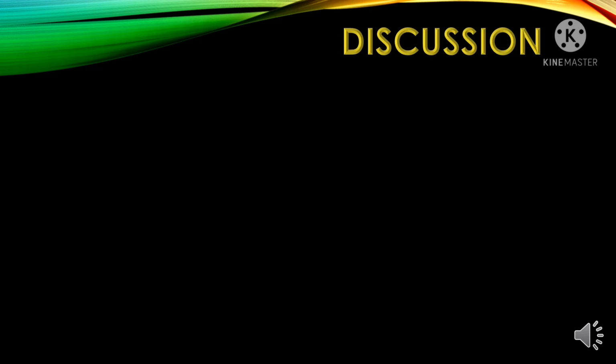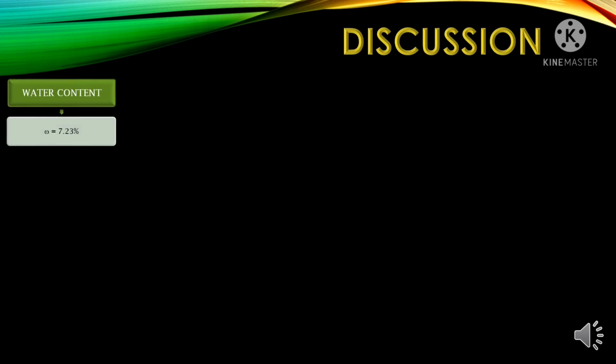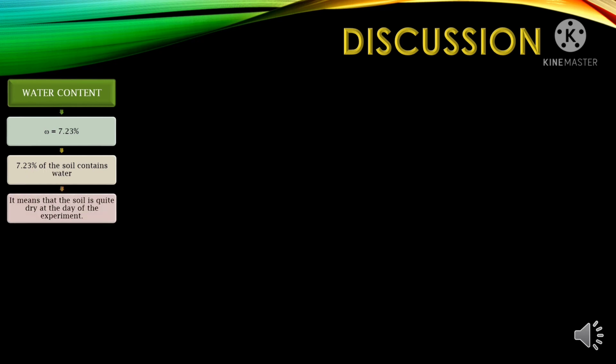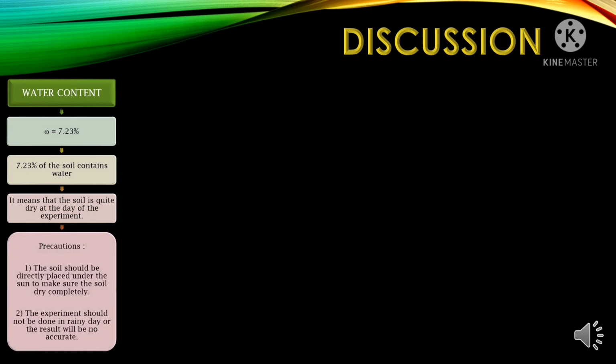So now is the discussion of all of the experiments. For the water content experiment, the water content is 7.23%, which means 7.23% of the soil contains water. It means that the soil is quite dry on the day of the experiment. As the precautions, the soil should be placed directly under the sun to make sure the soil dries completely. And then the second one, the experiment should not be done on a rainy day or the result will not be accurate.